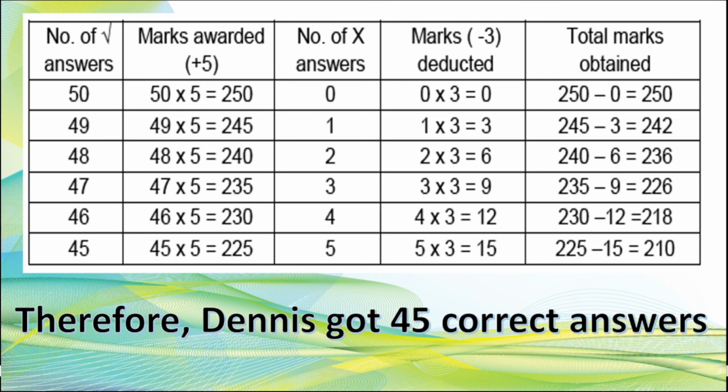From this table, you can see the number of correct answers, the marks awarded, number of wrong answers, marks deducted, and total marks obtained. For 50 correct answers, 50 times 5 is equal to 250. So, he has no wrong answer. So, marks deducted is 0. Then the total marks obtained is 250.